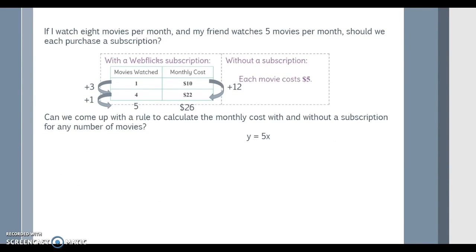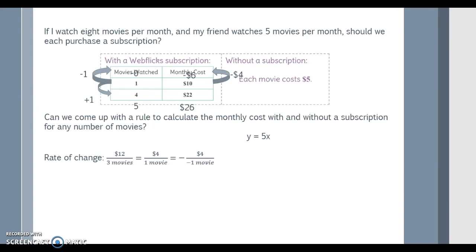Can we come up with a rule to calculate the monthly cost with and without a subscription for any number of movies? And I see I have a typo, this should be 25. So y is 5 times x, where x must be the number of movies, and we're increasing by 5 each time. So the rate of change is $12 for 3 movies, which is equivalent to $4 per movie, which is equal to a negative change every time we go down. So I subtract a movie and I subtract $4.